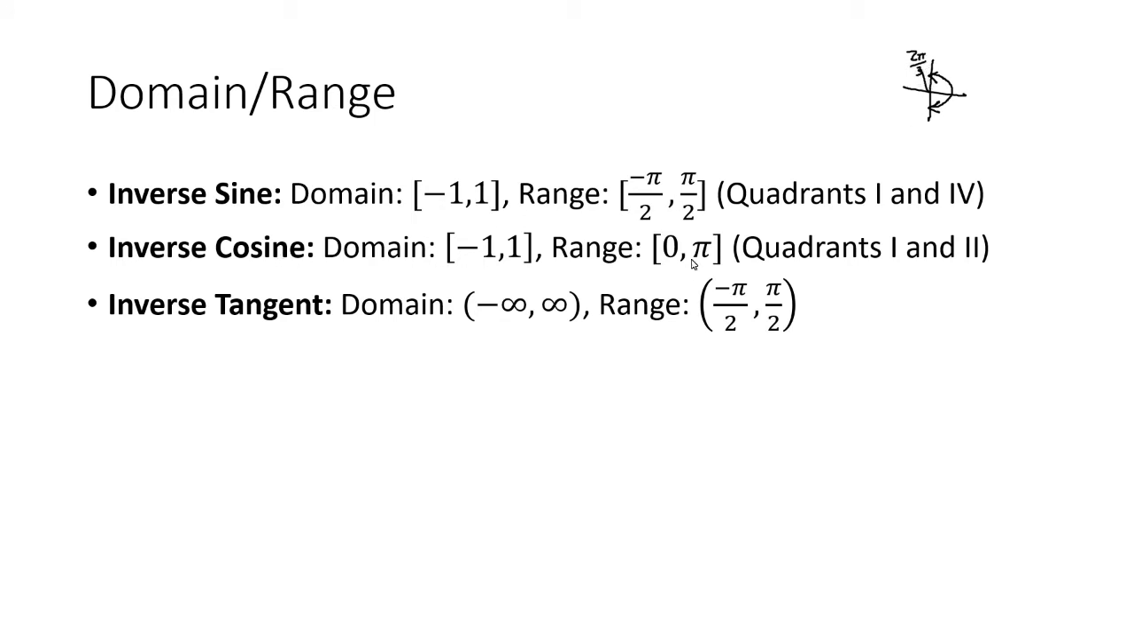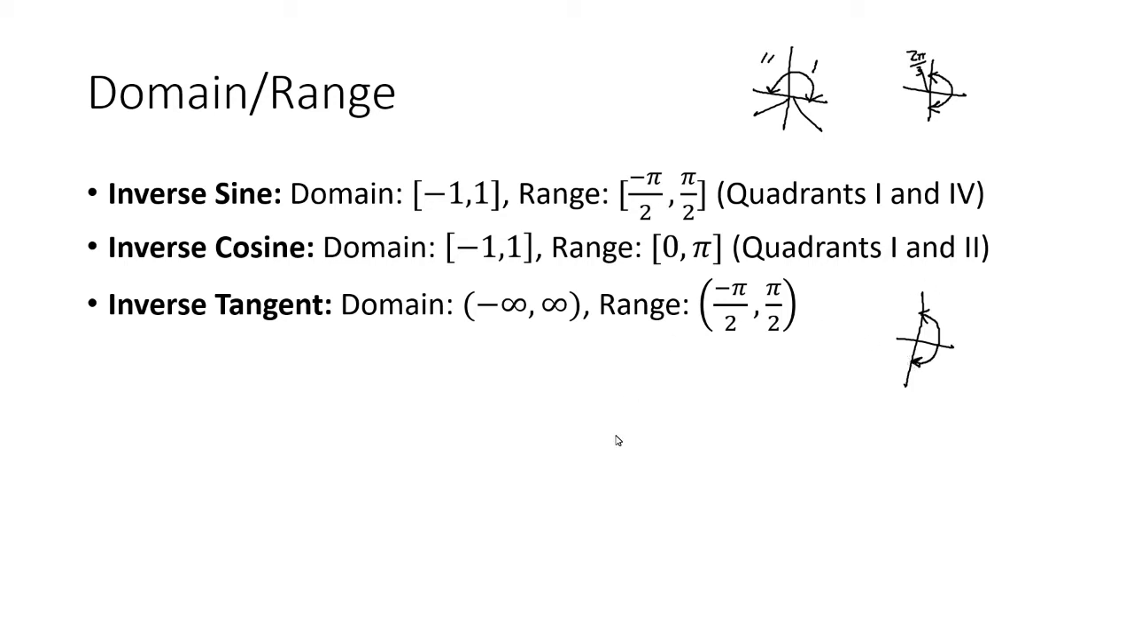For the inverse cosine, the range is going to be 0 to pi. So that means you're going to be able to use all of these right here. And that means you can't use an angle here or an angle here, only in the first and second quadrants. For the inverse tangent, our range is going to be the same as the sine, except it's going to be exclusive instead of inclusive.